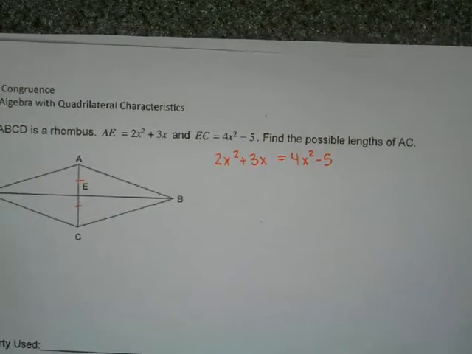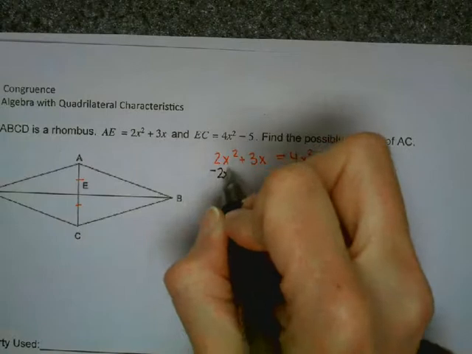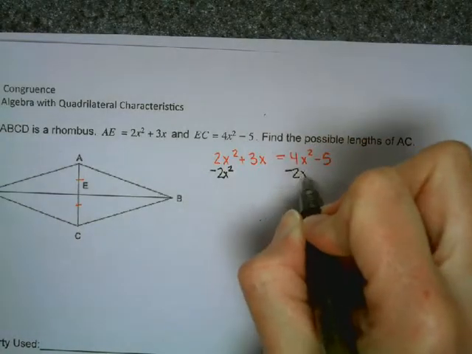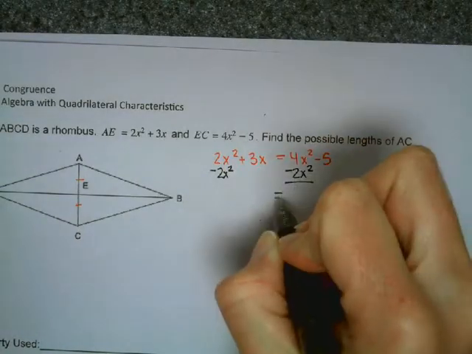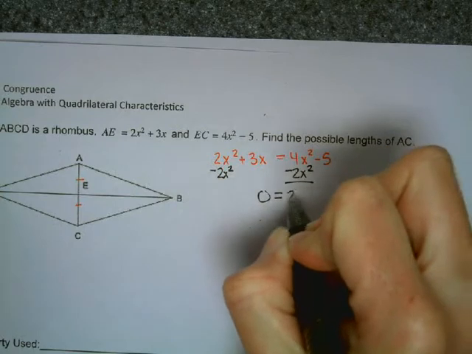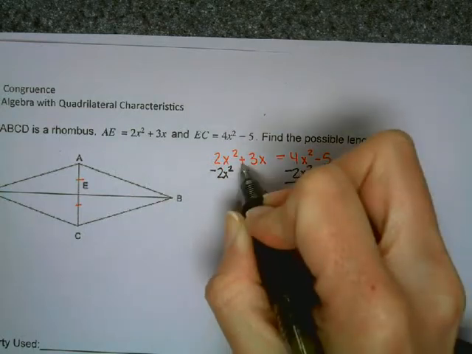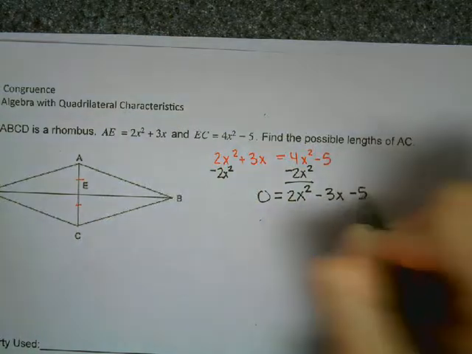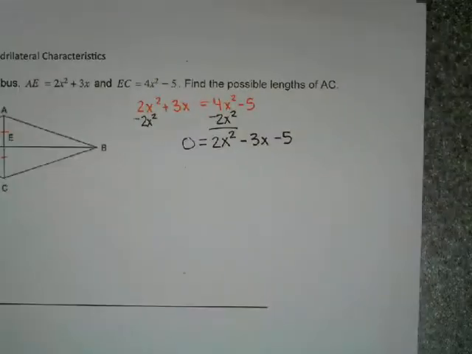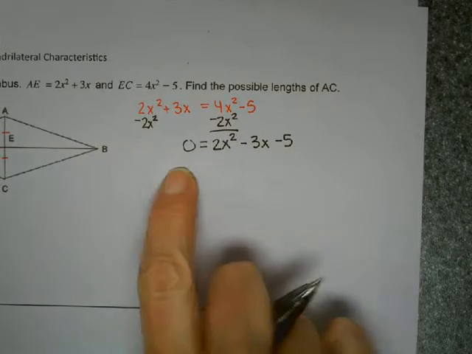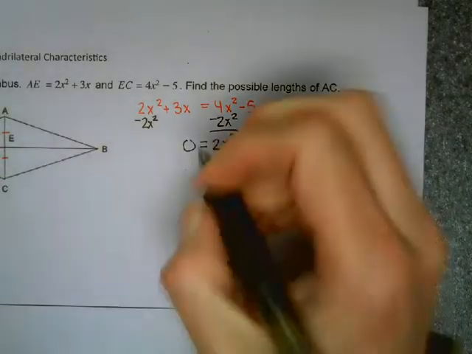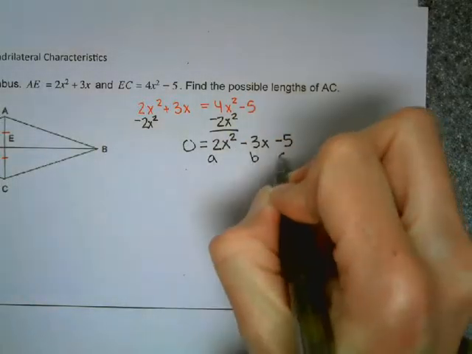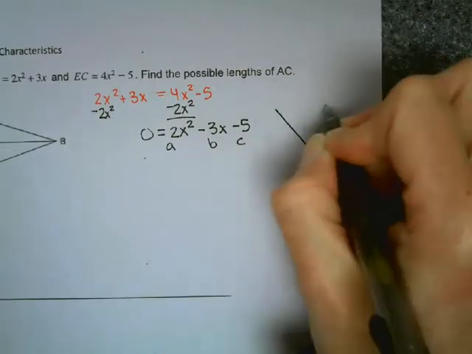When you solve a quadratic, you always want to set it equal to 0, but you want your x squared term to be positive. So on this one, I'm going to minus these to this side so that I get a positive 2x squared. Now I'm going to subtract the 3x to the other side and bring down the minus 5. Now we've got it set equal to 0. We have a positive x squared. Remember, this is like A, B, and C.